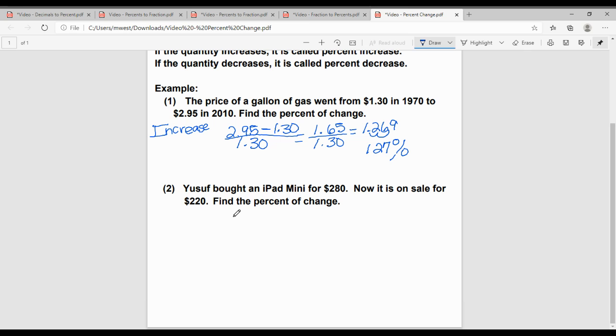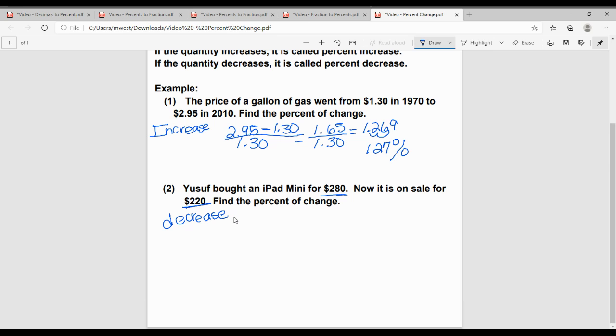All right, Yusef bought an iPad mini for $280. Now it's on sale for $220. Find the percent of change. So from 280 to 220, that's a decrease. Price went down.